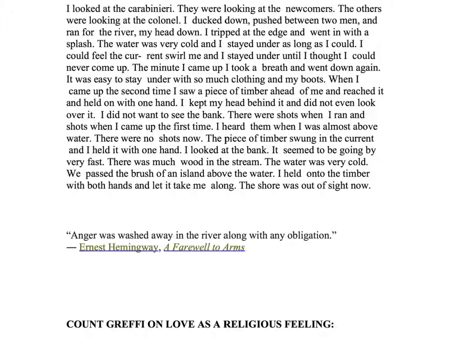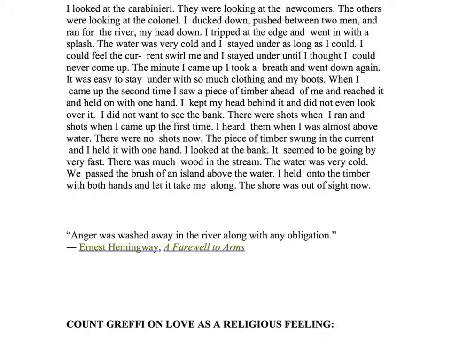The piece of timber swung in the current, and I held it with one hand. I looked at the bank. It seemed to be going by very fast. There was much wood in the stream. The water was very cold. We passed the brush of an island above the water. I held on to the timber with both hands and let it take me along. The shore was out of sight now.